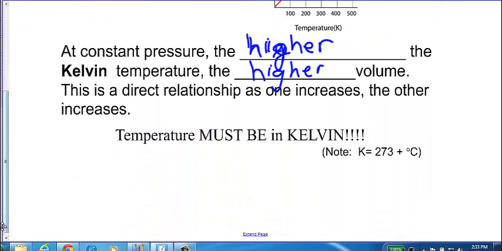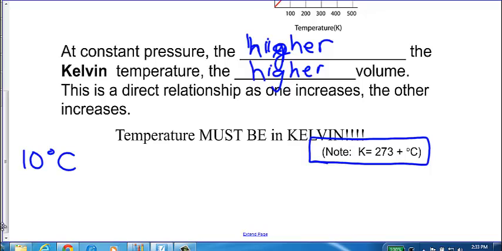And again, remember the temperature has to be in Kelvin. They will give it to you in Celsius. The conversion for Celsius to Kelvin is that you add 273. So if you had 10 degrees Celsius, then your Kelvin temperature is 283 Kelvin.